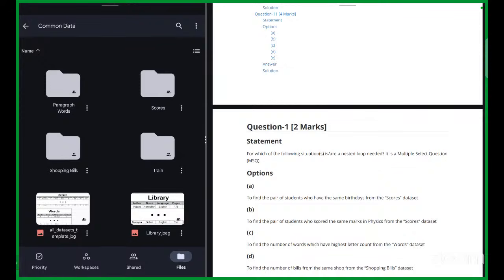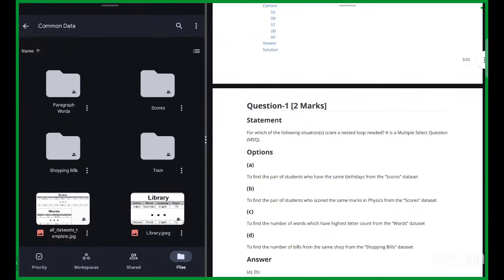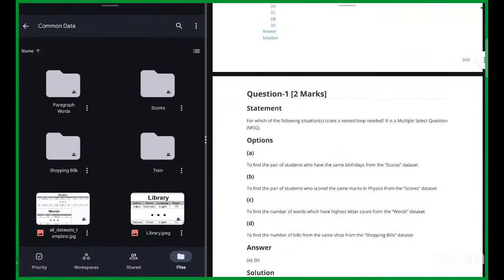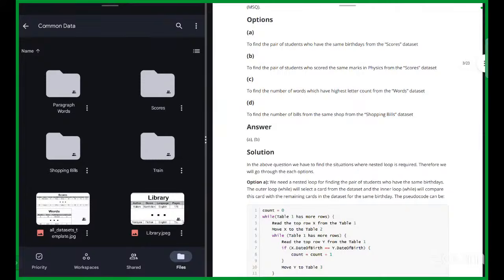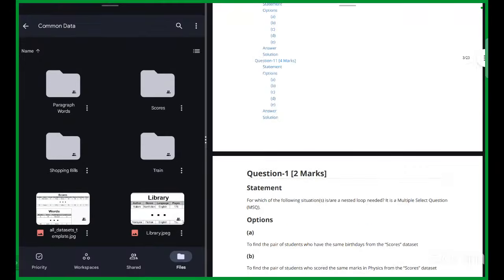Because in the lectures they have shown the procedure through nested loops. Okay, so these are the two correct options, and C and D are not correct, because in C and D we just need to do a single iteration and find a specific thing. So that's why we don't need nested loops in C and D. Is this clear?